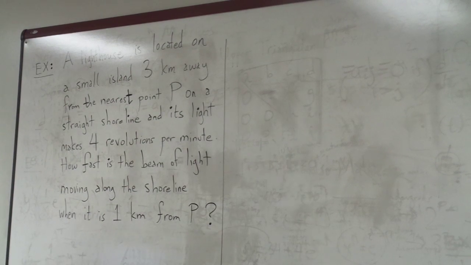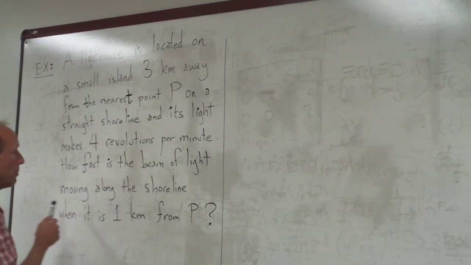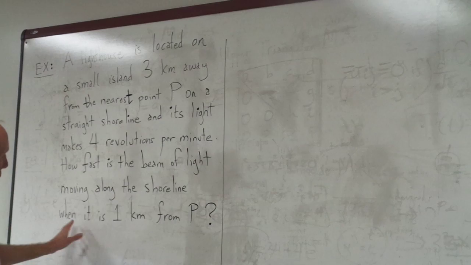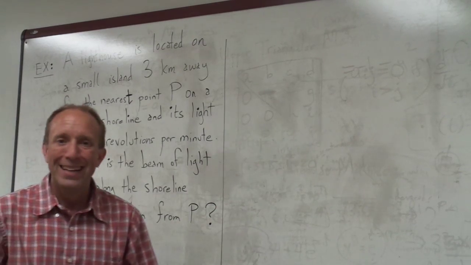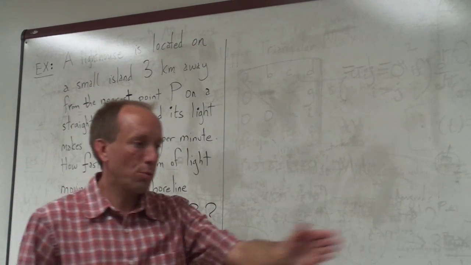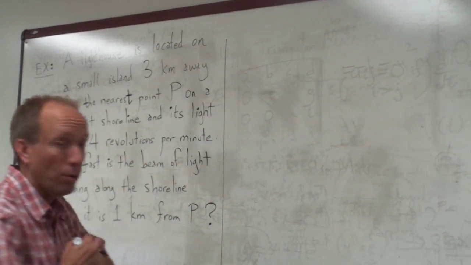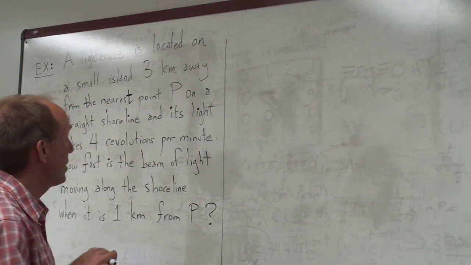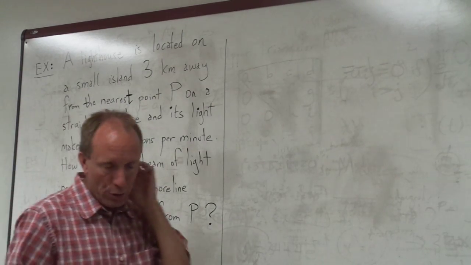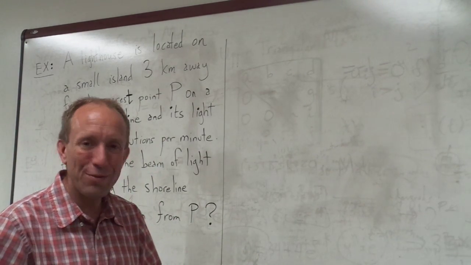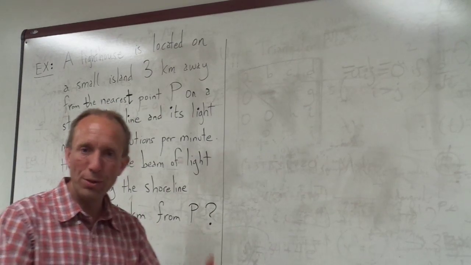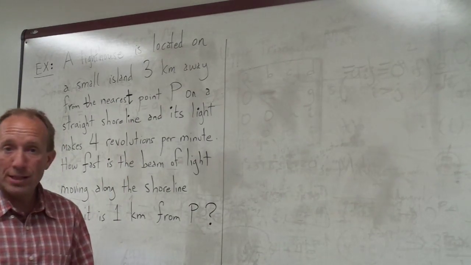Okay? Question is then, how fast is that beam of light moving along the shoreline when it is 1 kilometer from P? So the light, of course, swings around and shines a light right on that shoreline. And we want to know how fast that light is moving at a particular time. Okay? So do you remember our process for solving these problems? We have a procedure with those 7 steps.